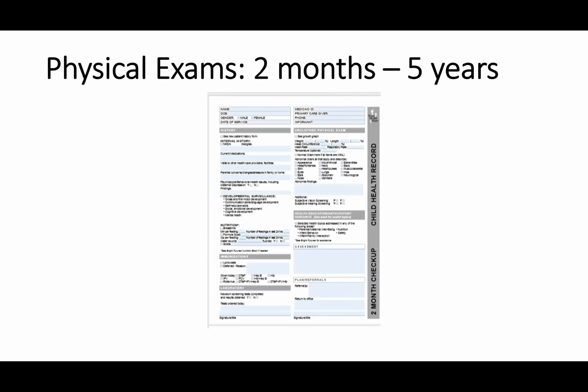So this is a copy of our physical exam form. It is the same for the 2, 4, 6, 9, 12, 18, 24, 30 month, and 3, 4, and 5-year-olds. The only thing that will change is, of course, where it says 2 month at the bottom on your screen. That will change to 3-year, 4-year, 5-year, whatever the exam is going to be for that particular time.